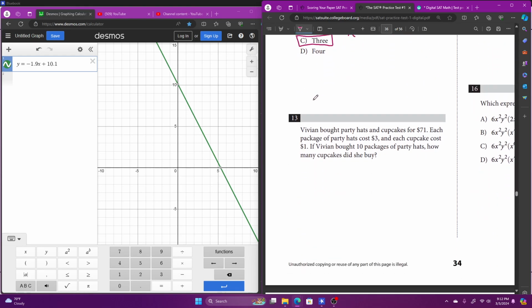Question number 13. Vivian bought party hats and cupcakes for $71. Each package of party hats costs $3 and each cupcake costs $1. If Vivian bought 10 packages of party hats, how many cupcakes did she buy? So she spent $71. So whatever she did, it equals up to $71. Each package of party hats cost $3, and it said she bought 10 packages of party hats. So right away I know it's 3 times 10 for the party hats.